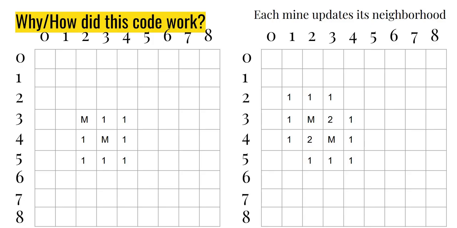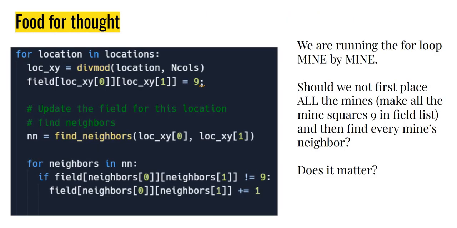And on that note, I want to raise a food for thought for you. We are running this loop mine by mine. This is actually quite interesting. Think about it. We are going to mine number 1, mine number 2, mine number 3, mine number 4, and so on. And we are running this code around the mine. Now, the consequence of this is actually quite interesting. Notice when I'm running, let's say, for mine number 1, I have no idea that perhaps mine number 6 is going to end up in one of the neighbors.